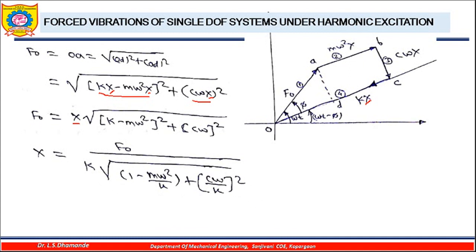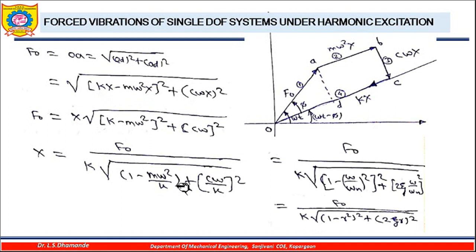This I will again simplify by writing m by k as omega n square. So it will be in bracket 1 minus (omega by omega n) bracket square plus (2 zeta omega by omega n) bracket square. So c by k, which was the substitution we obtained in the previous slide, its value is 2 zeta by omega n, and this omega is already there. Now if I write this omega by omega n in terms of r, it becomes F0 by k under root (1 minus r square) bracket square plus (2 zeta r) bracket square.